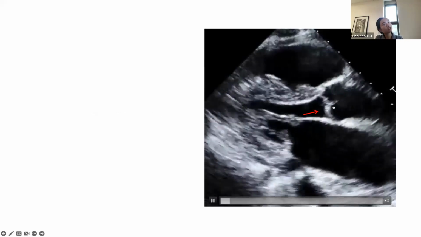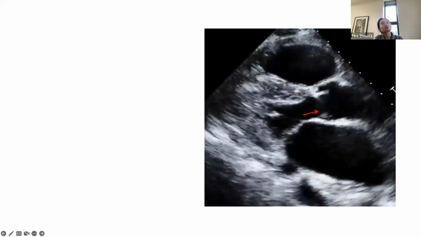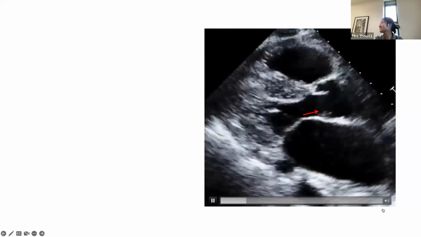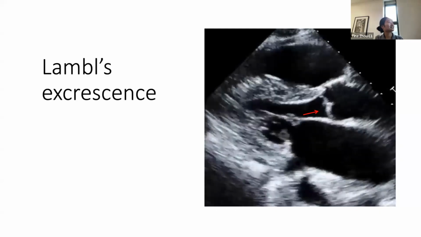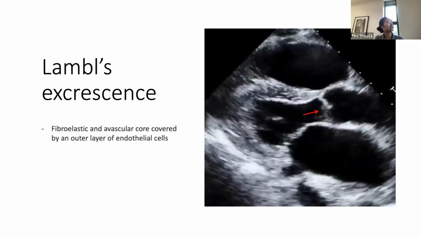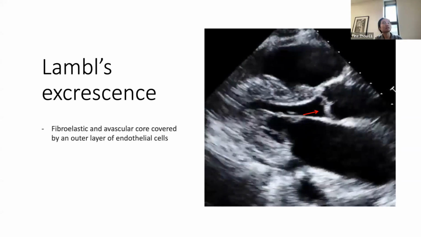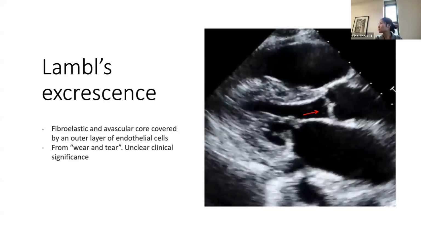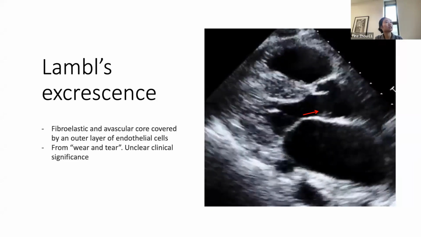Maybe a bit hard to see. What I'm trying to point at is this flippity thing on the inferior aspect of the aortic valve. Yeah, it's a Lambl's excrescence. It's a fibroelastic and avascular core, usually covered by an outer layer of endothelial cells. It's thought to be from wear and tear, so you have these microthrombi forming on the aortic valve over time.